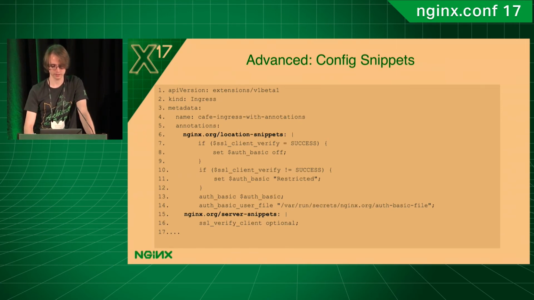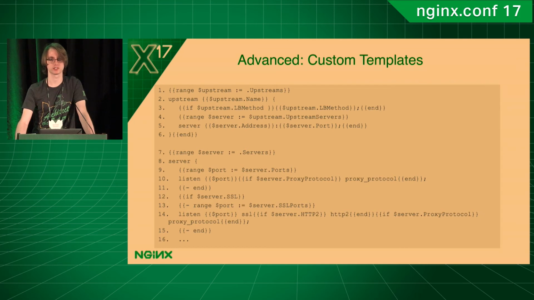Alternatively, there's another way. The NGINX Ingress controller uses configuration templates to generate the configuration files, and you can change those templates as well. You can insert any NGINX configuration that is required, and you rebuild the Ingress controller image with NGINX, and you will have your configuration in NGINX.